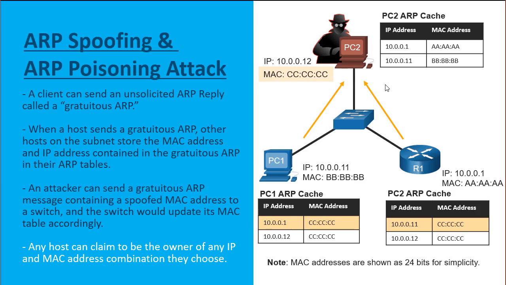So what it comes down to is exactly this. PC1 will want to send data to 10.0.0.1, and to do so, it'll send it to the MAC address of all Cs, which is PC2. PC2 forwards that data onto the router. The router will send it outbound to where it needs to go. As the router responds back to that 10.0.0.11 IP address, it'll be responding back, targeting all Cs, again the MAC address of the threat actor. This is a beautiful man-in-the-middle attack.